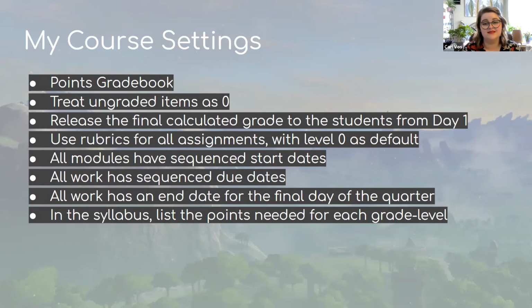So there's always extremely transparent information about what I'm grading them on, and what's available. All the modules have sequence start dates, in part because I am not the best planner in terms of recording my lectures. If I could, I would have them all open on day 1, but I usually don't record my lectures until like the day before they were supposed to be released.